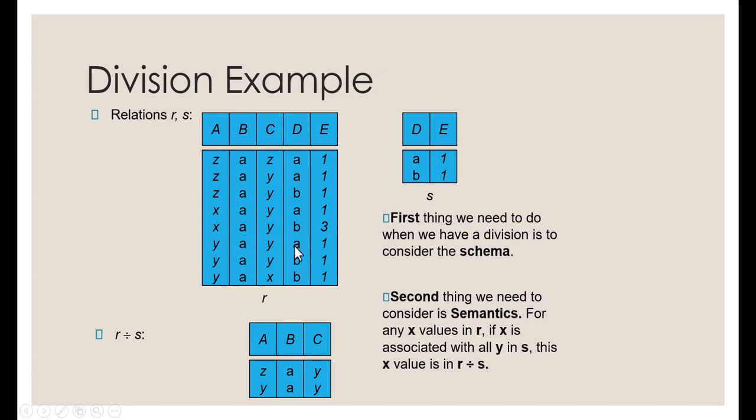YAY shows up with A1. YAY shows up with B1. So YAY does qualify, so I'm going to put that down as the second row, YAY. The last row has YAX with B1, but we do not see YAX with A1, so we're not able to put that down.